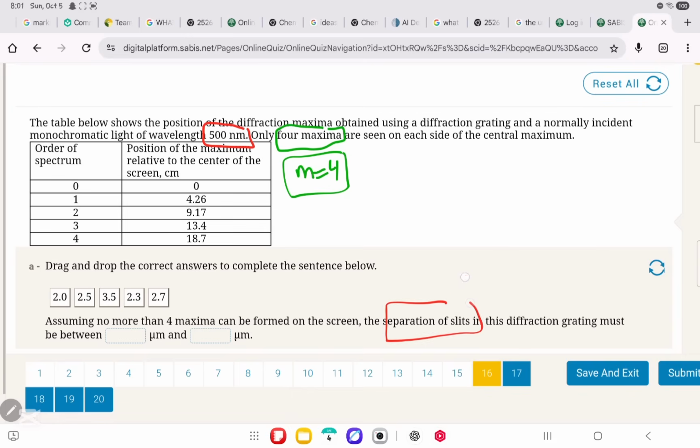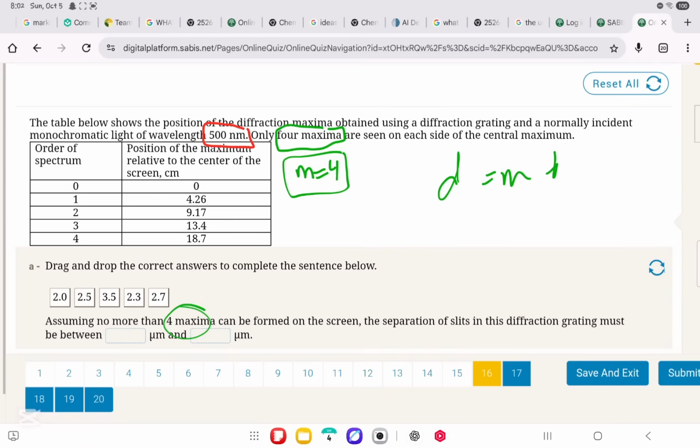This means small d. What's the equation that relates small d, m, and lambda? It's very simply d sine theta equals m lambda. And we know that when we're dealing with the maxima, sine theta is going to be 1. So you can just erase it initially, and you're going to get d equals m lambda. Now the only thing we need to do is to substitute, but listen, pay attention. They want the possible values for it to be 4 maxima.